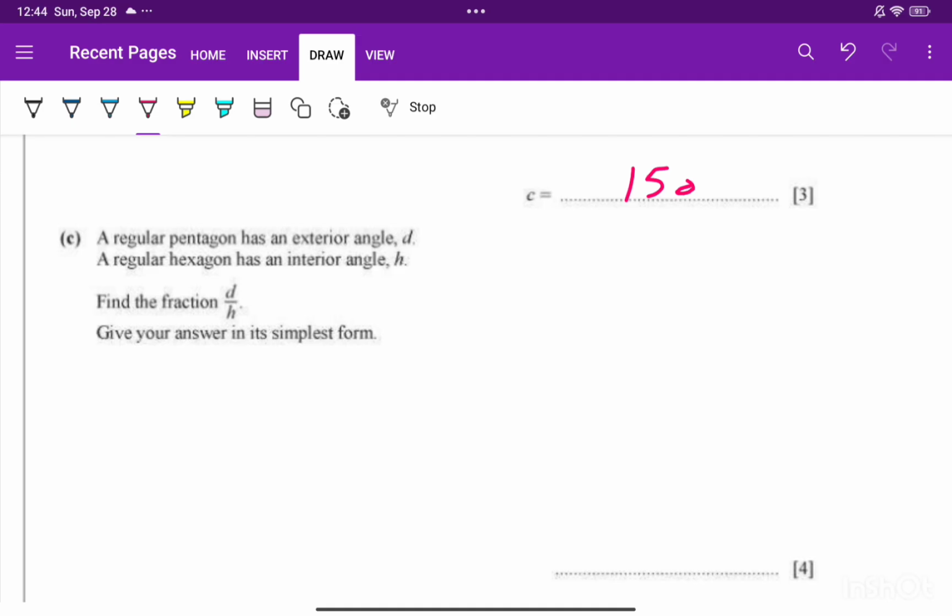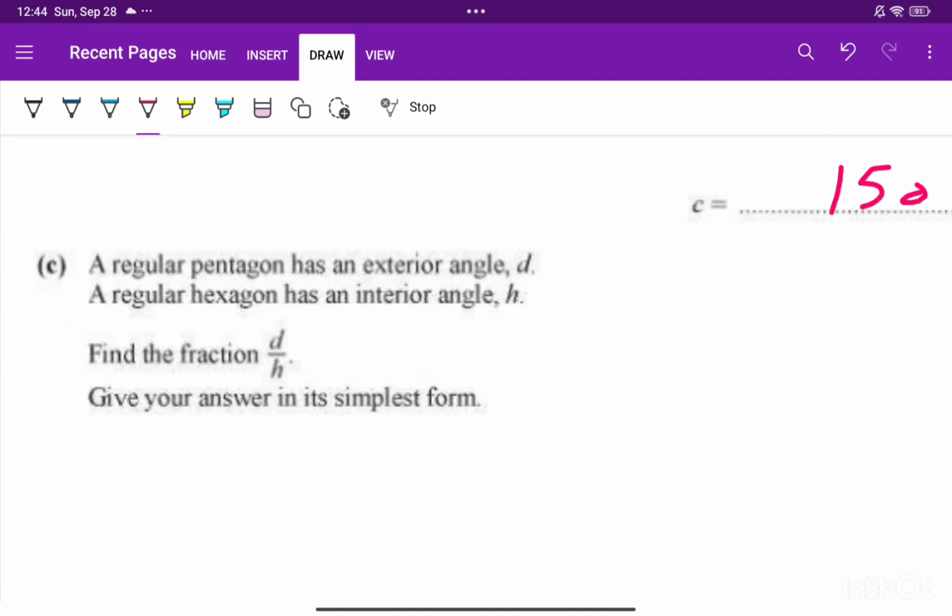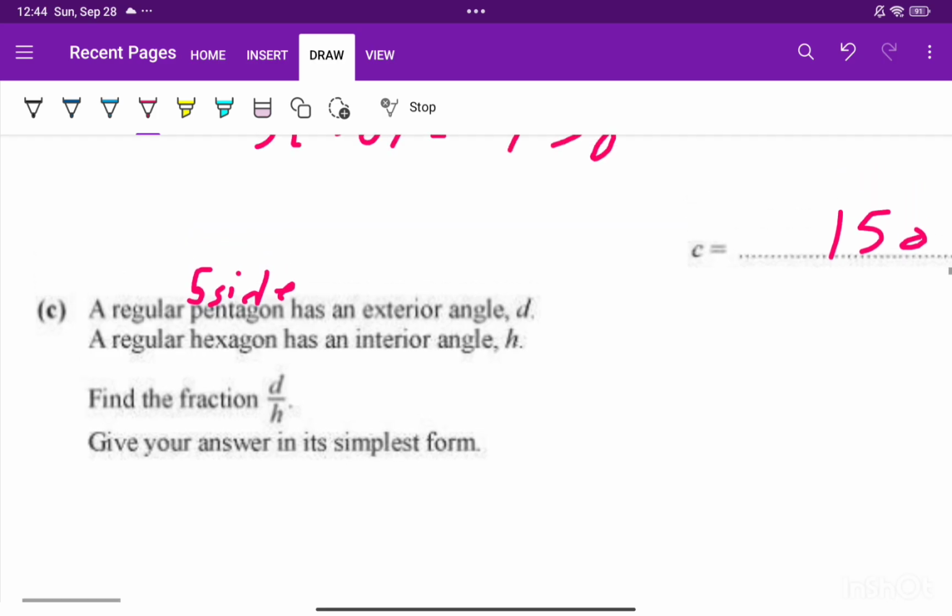A regular pentagon has an exterior angle D. In a pentagon there are 5 sides, and a regular hexagon has an interior angle H. So in a hexagon there are 6 sides. Find the fraction D upon H. Give your answer in its simplest form.